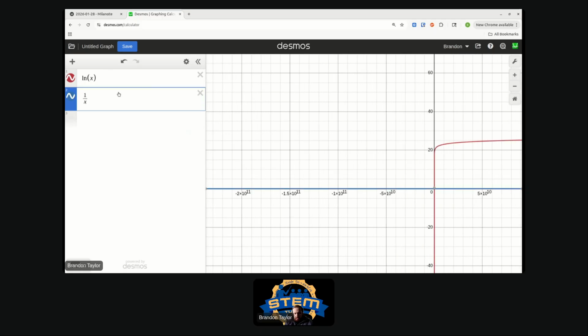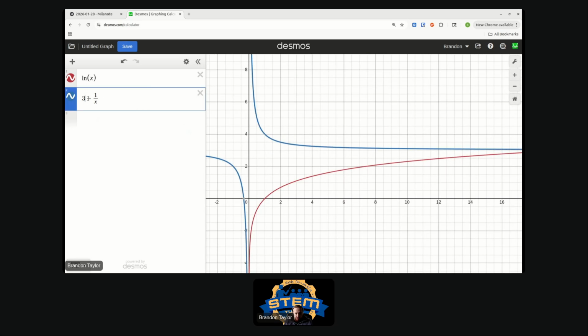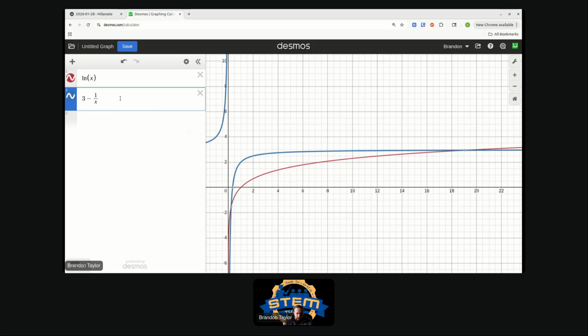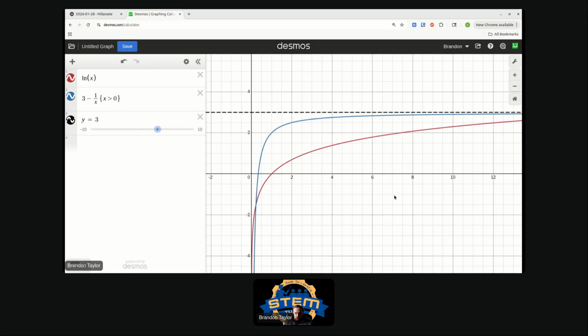Compare that to a function that looks like this: 3 minus 1 over x. And let's only talk about it when x is greater than 0. This one does have a hard upper limit of 3. So this has a horizontal asymptote, right? When you look at it right now, it might look like both of them have a horizontal asymptote of 3. The blue one does, but the red one does not.